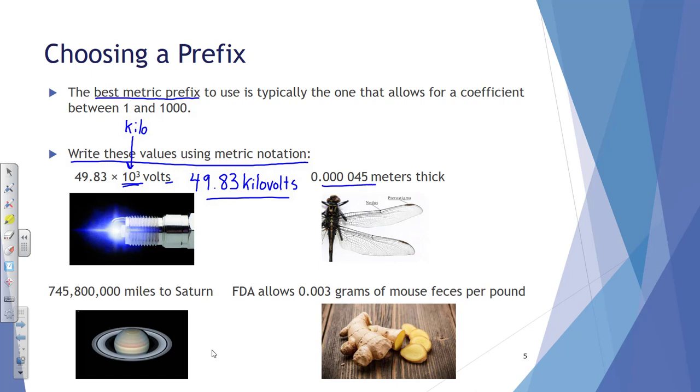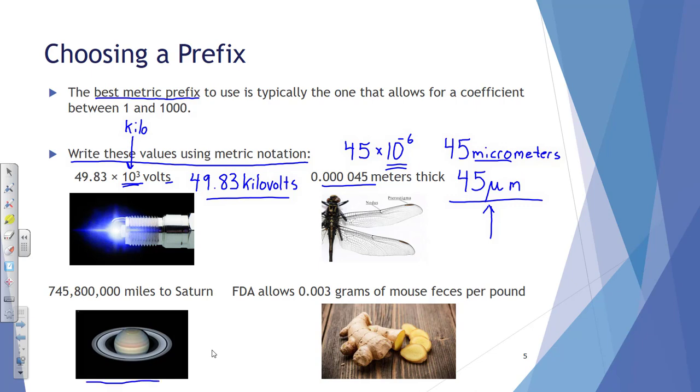0.00045 meters thick. That's about the thickness of a dragonfly wing. If we put that in engineering notation, this becomes 45 times 10 to the negative 6 power. And if we replace that power of 10, this becomes 45 micrometers. You should also recognize what the symbols for each of these powers of 10 is, and so we'll call that 45 micrometers. That symbol is called mu, and we use that for micro because a lowercase m is already used for milli.